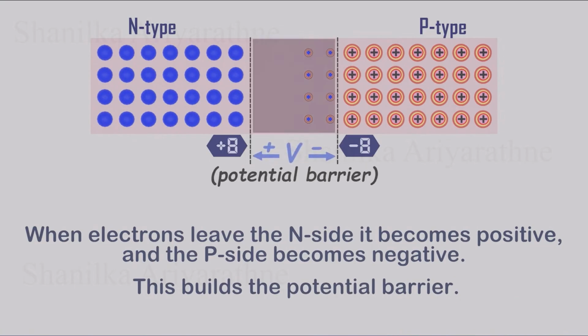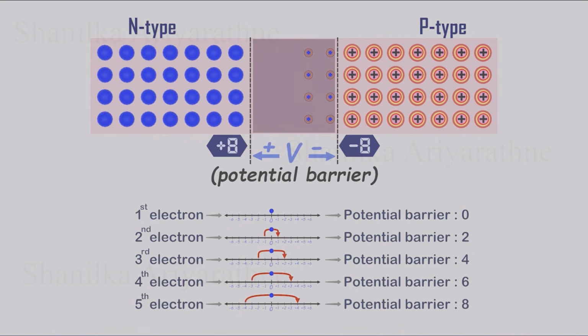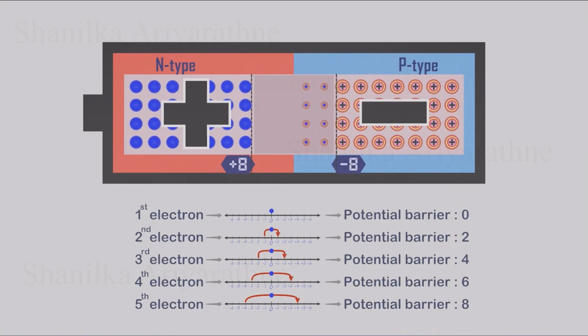That electric field makes it harder and harder for additional electrons to cross from one side to the other. With each passing electron, crossing the junction becomes more difficult. This growing resistance to movement is called the potential barrier. The result is an internal voltage across the junction, like a tiny battery between the P-type and N-type regions.